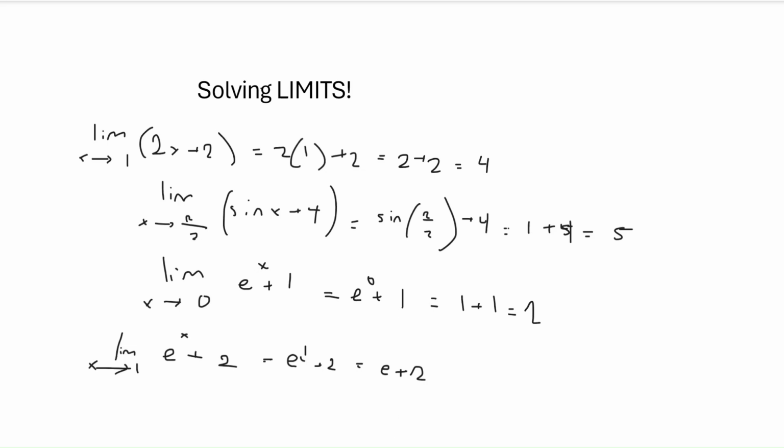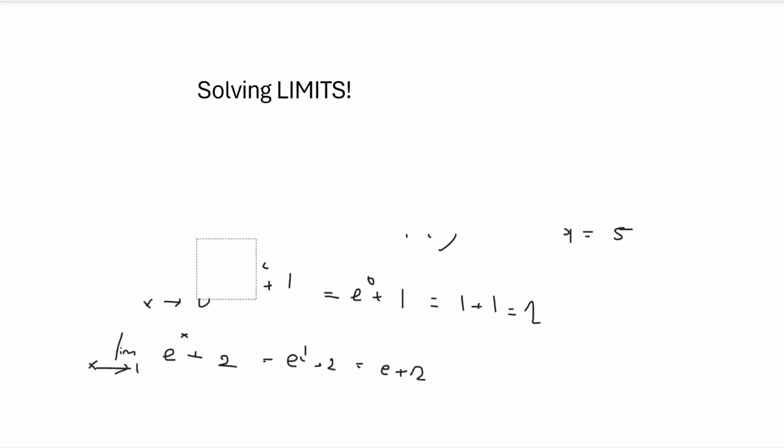You're plugging things in. But, of course, that's not where the problems will end. After they give you problems dealing with simply plugging things in, utilizing your other algebra knowledge, they'll give you certain problems where you can't just plug in directly. So for example, what if we had the limit as x approaches 5 of x minus 5 over x squared minus 25?